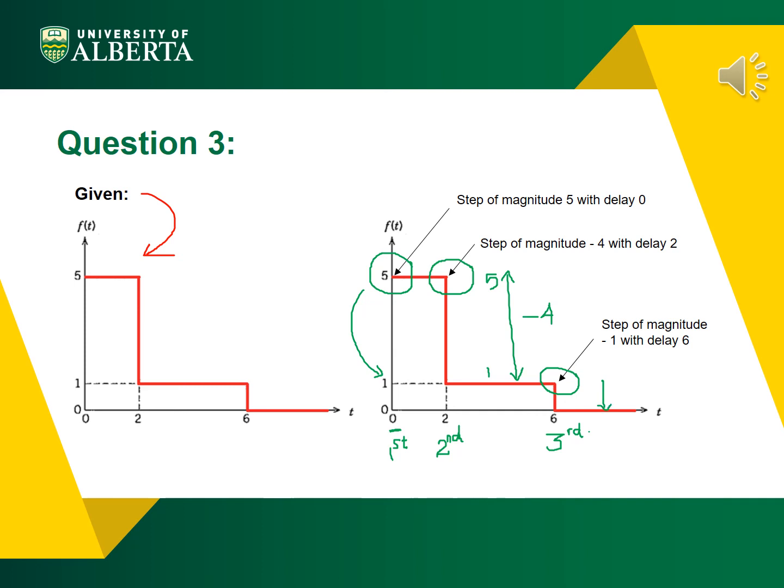And then finally, there is a third step of magnitude 1 in the negative direction again at t equal to 6. So we can say a step of magnitude minus 1 occurs with delay 6. So this function f of t is actually 3 step functions. So we'll see how to write this down as an equation.